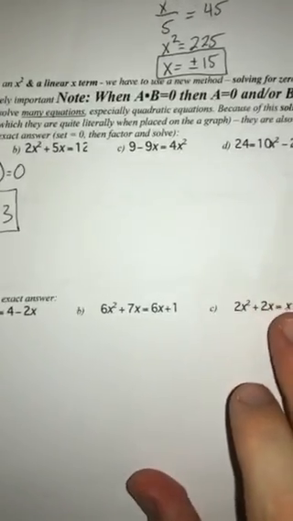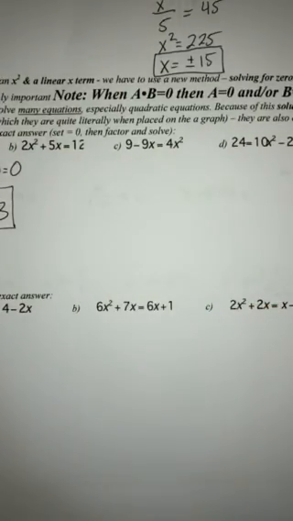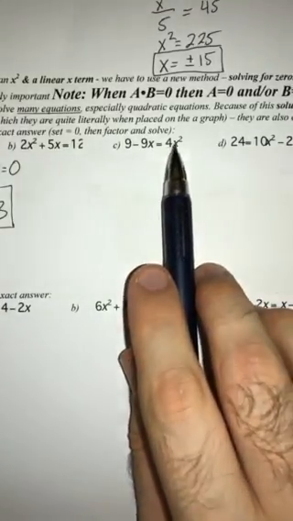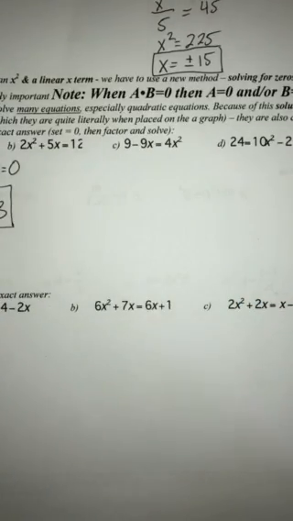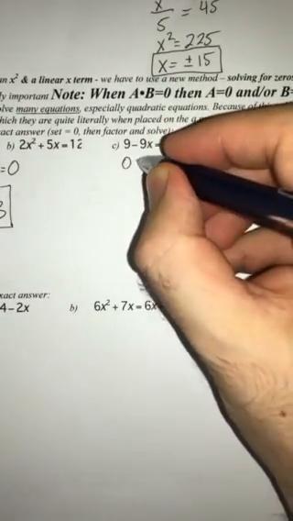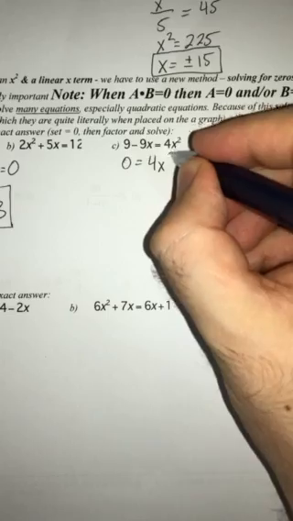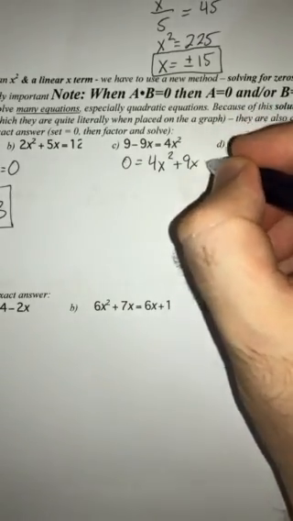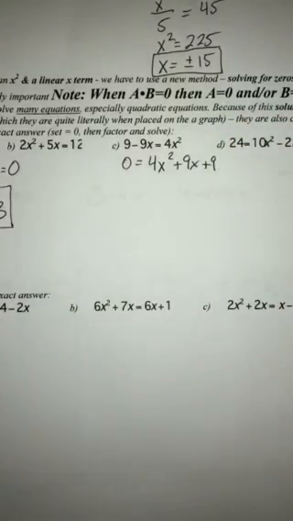Sometimes you're going to get equations that are a little bit mixed up. I'm going to switch over to C. So I need to rearrange this so that I have all of these on one side. And I want to try and keep this first term to be positive. It just makes things a lot easier. So I'm going to switch everything to this side. So I'll have 0 equals 4x squared plus 9x plus 9.